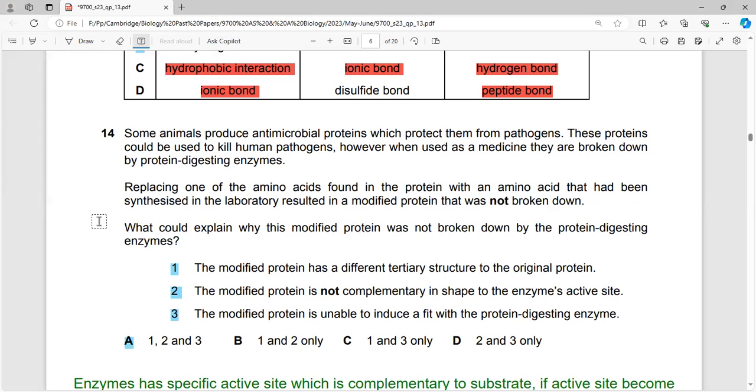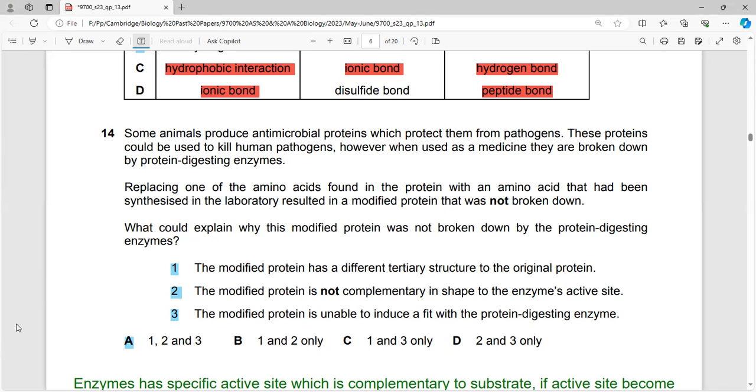Simply, in this long statement, the examiner is asking: if you are changing the substrate, what will be the effect on the enzyme? Every enzyme has an active site which is specific to its substrate, and they are complementary in shape. But if you change the enzyme active site, or if you change the substrate structure, they cannot combine together and they will no longer be complementary. They will not make an enzyme-substrate complex, and they will not be converted into the product. So it's as simple as that.